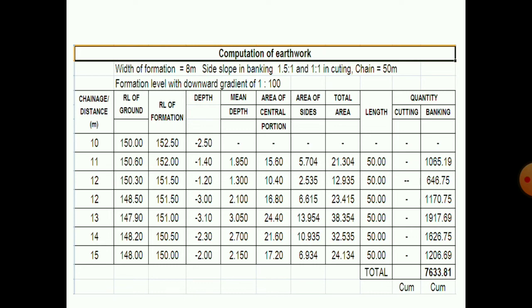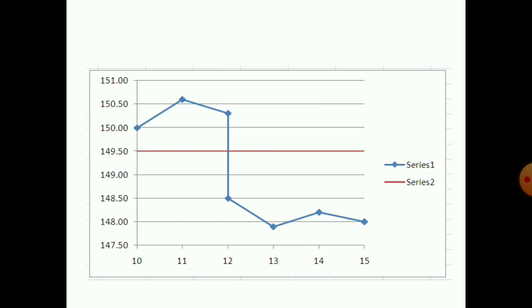Here you have to use S as 1.5:1 and D means dm. So the total area is then multiplied by the length between stations, that is one chain, which here is 50 meters. So the total quantity of banking will be 7633.81 cubic meters.